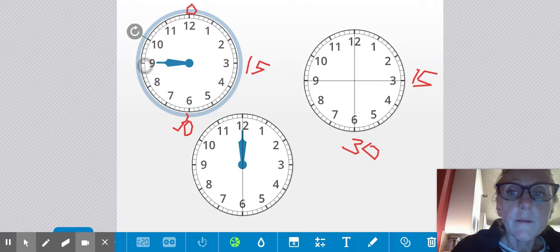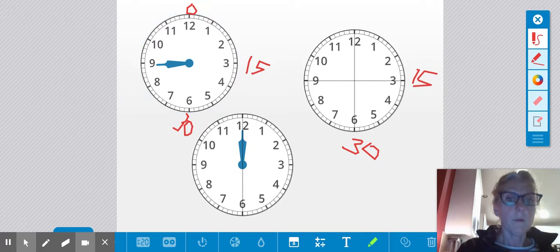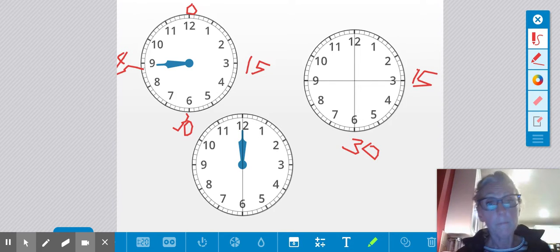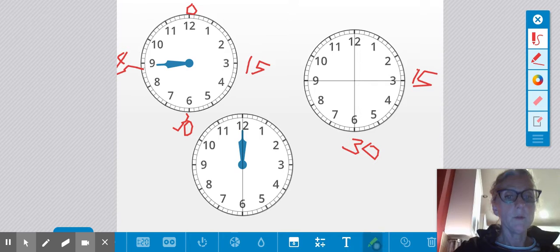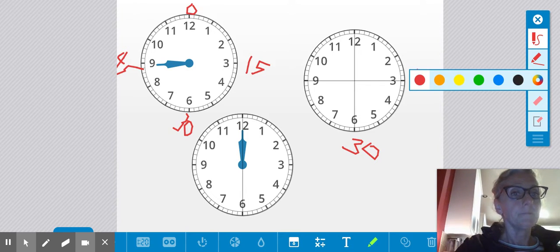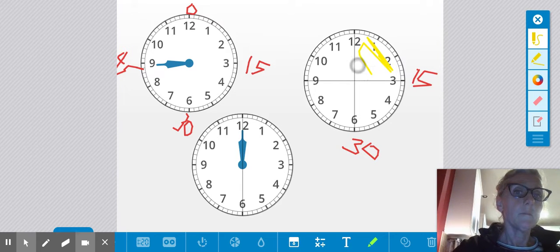So those are the things that you need to know today. You need to know how to skip count by 15s. And you need to know that when you skip count by 15s, you're actually skip counting into 4 equal chunks of an hour, 4 parts. So here are those parts again. So we've got 15 minutes here. That's 1/4 of that circle.